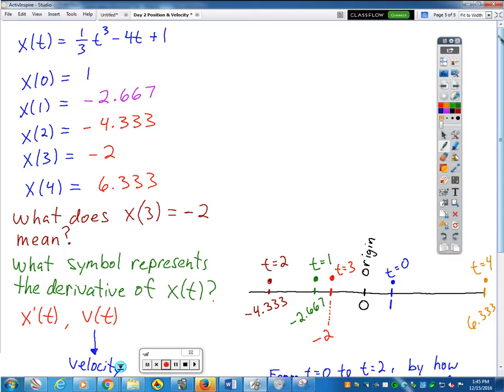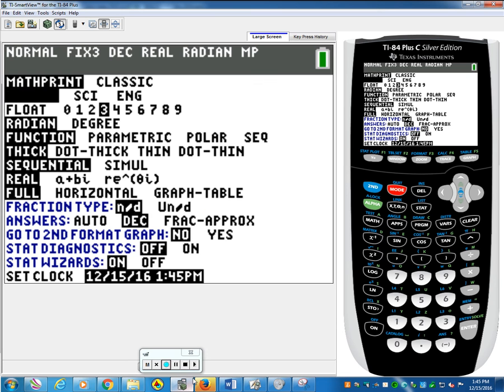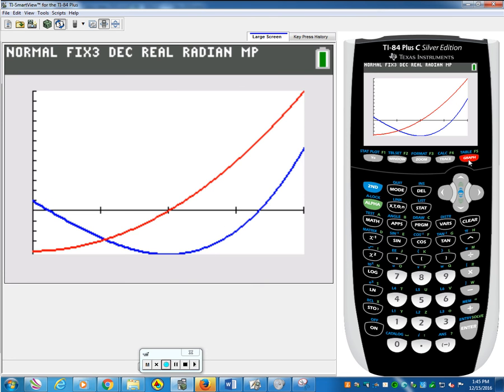Somebody help me. What would be appropriate y window, x window? Oh, probably like 0 to 4. Yeah, 0 to 4. If the problem is only talking about things that occur between 0 and 4, we want to set our window to 0 to 4. So get your calculator to show this right here. Your calculator should look like that.